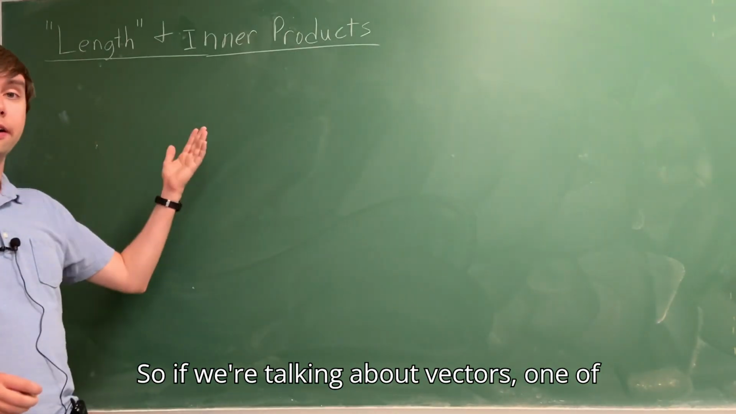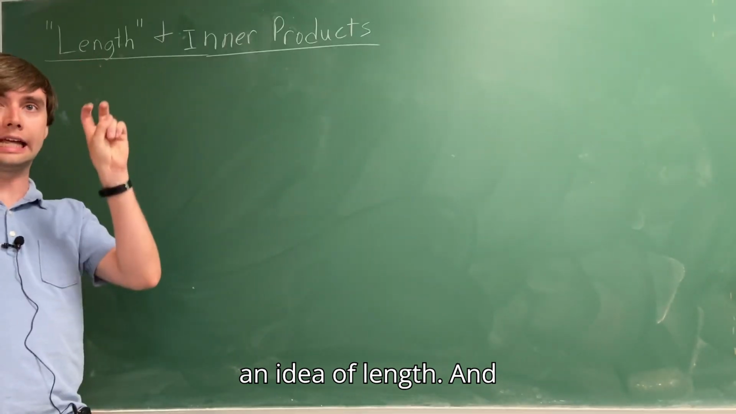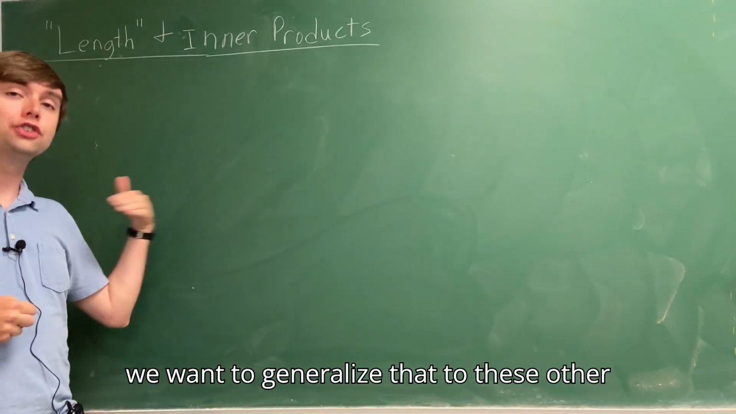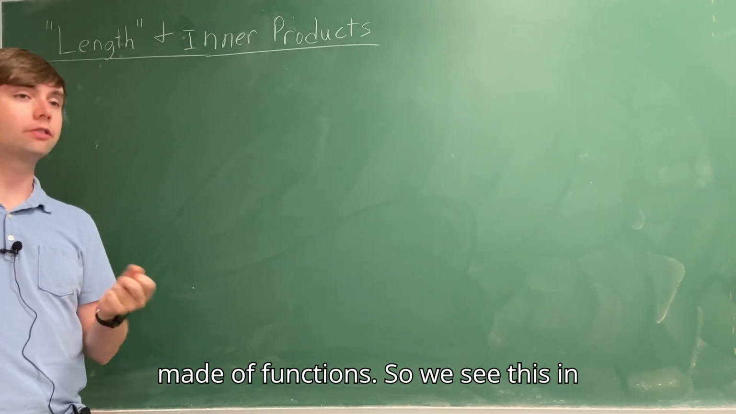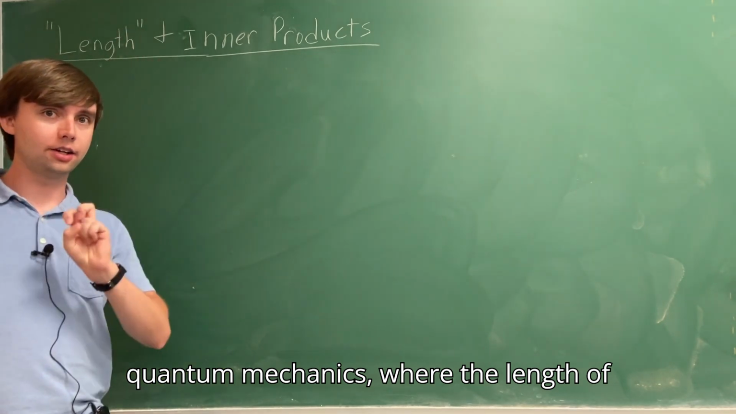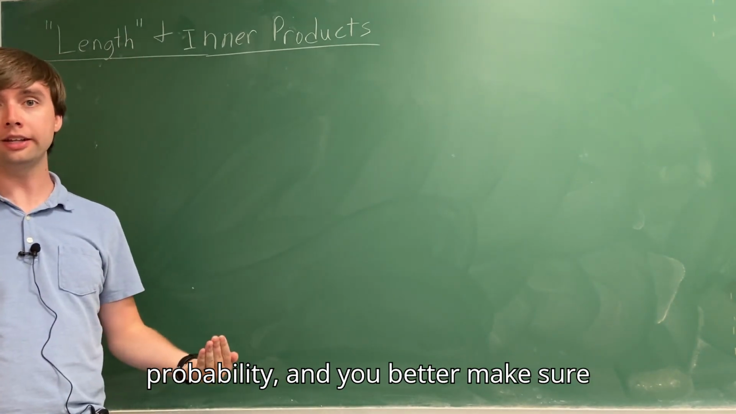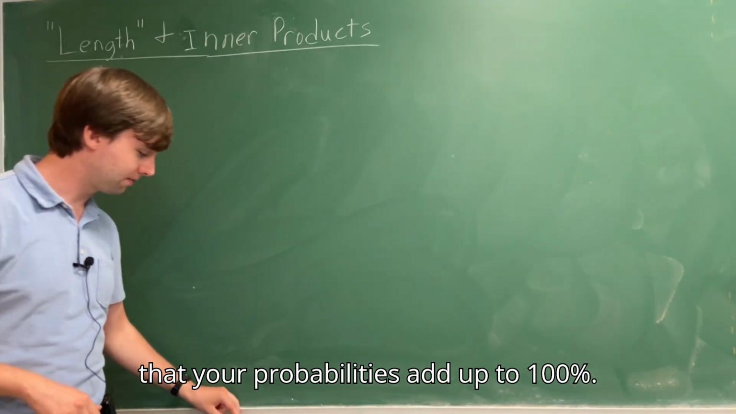So if we're talking about vectors, one of the most helpful things about vectors is an idea of length. And we want to generalize that to these other vectors we come up with, like if they're made of functions. So we see this in quantum mechanics, where the length of the vector has to do with the total probability, and you better make sure that your probabilities add up to 100%.